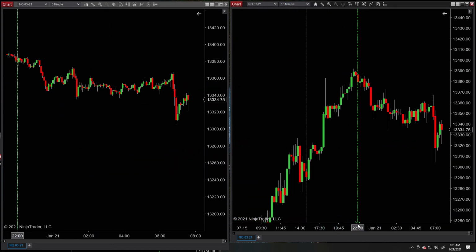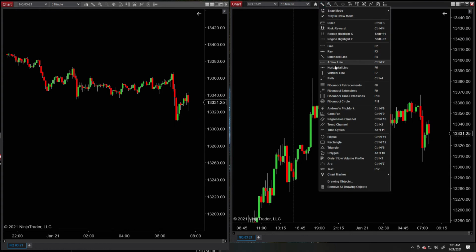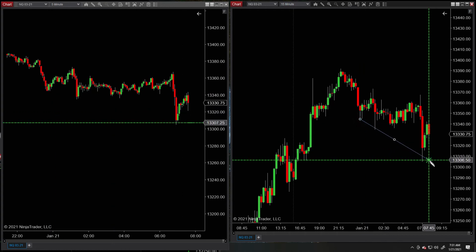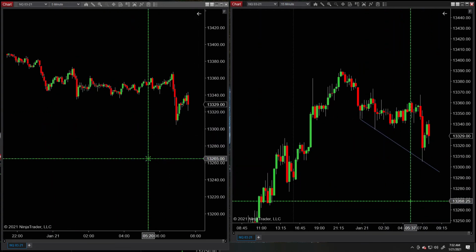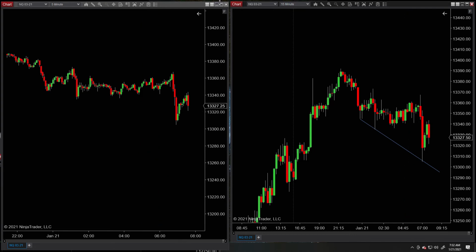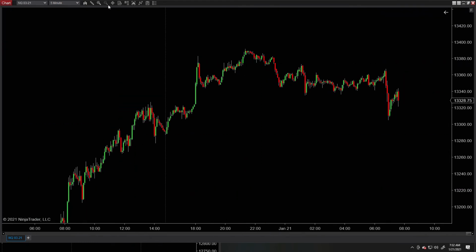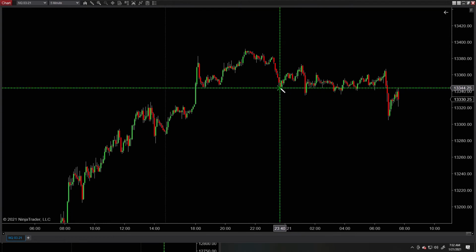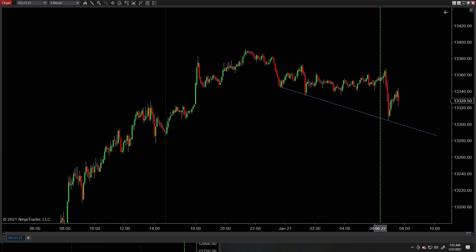Now let's see. Here's the 15-minute chart, and you can see the trend line that I drew in on the hourly chart. We can see it here on the 15-minute chart also. On the 5-minute chart, what do we got going on here? There's our trend line on the 5-minute chart also. So action's going to probably come down and test that trend line. So I would be looking for a short here.